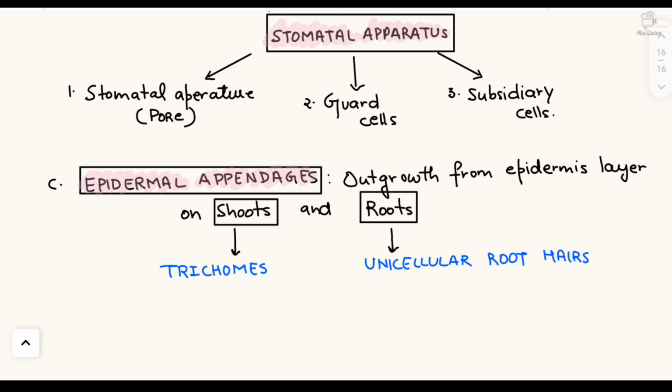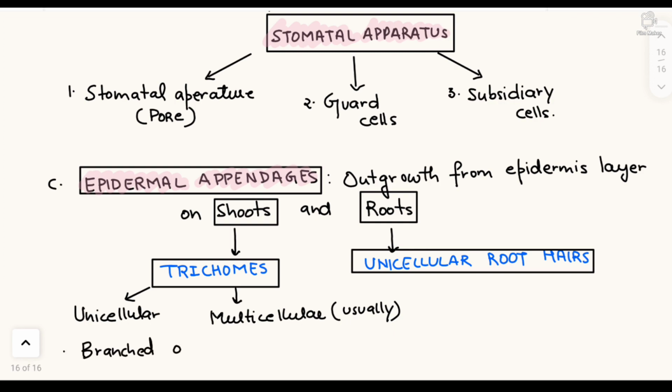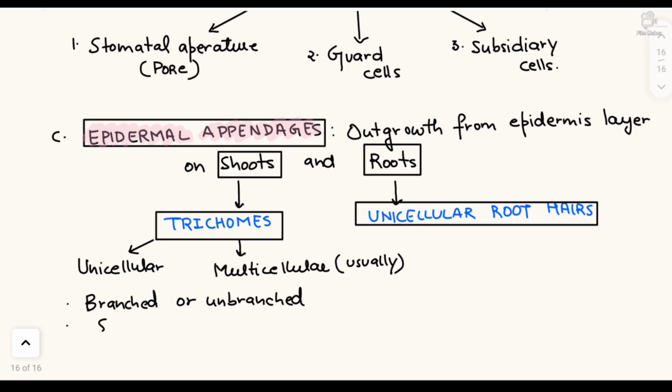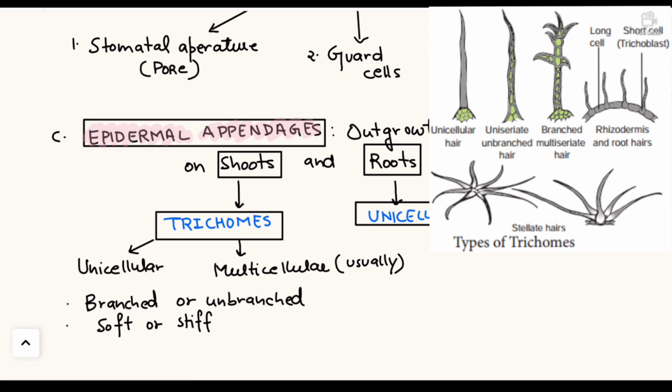Right. Now let's see one by one what these are. First of all, we have these trichomes. These trichomes can be unicellular or multicellular in structure, which are the epidermal outgrowth, and most of the time they are found to be unicellular. These trichomes can be branched or unbranched. They can be soft, they can be stiff. Right, these are the characteristics.